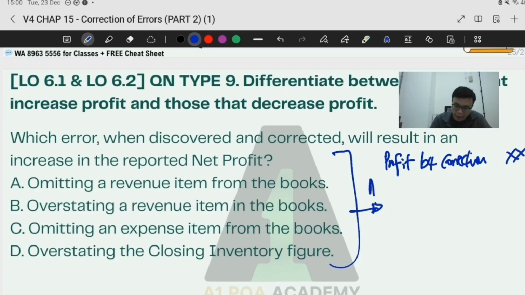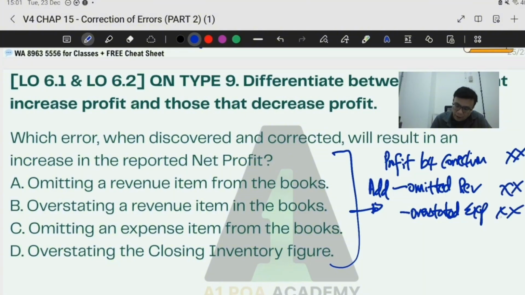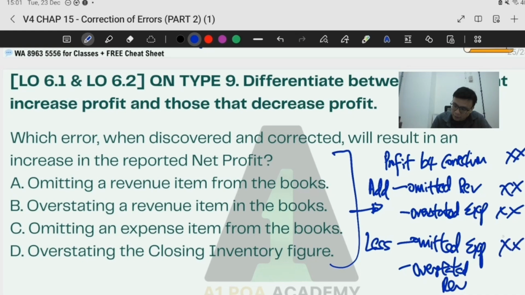After that, we will need to add items that increase profit. So for example, omitted revenue, overstated expenses, and we will less off omitted expenses and overstated revenue. Okay.